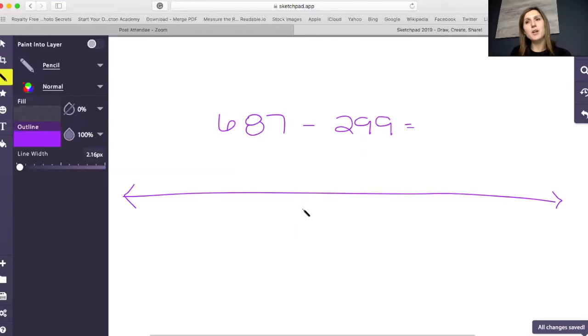Hi, let's talk about subtracting three-digit numbers using a number line. Here's my number line, here's my problem, so let's get started.